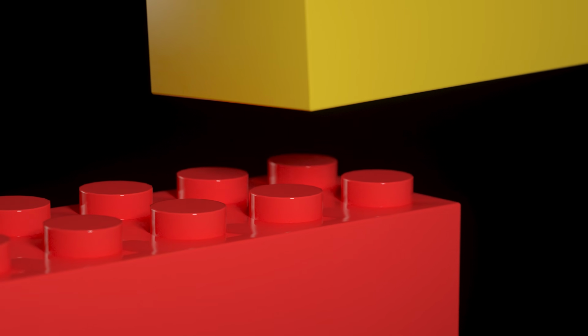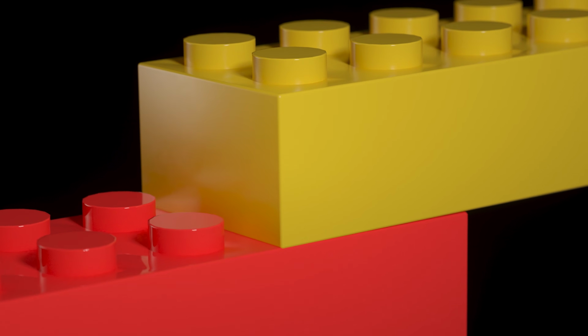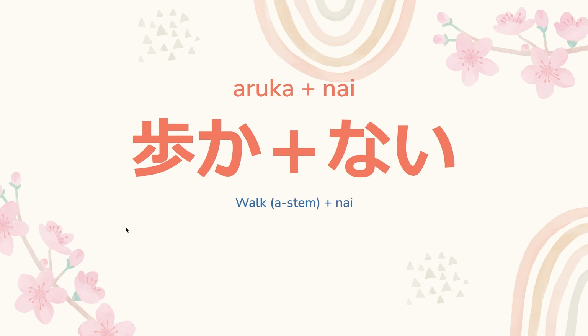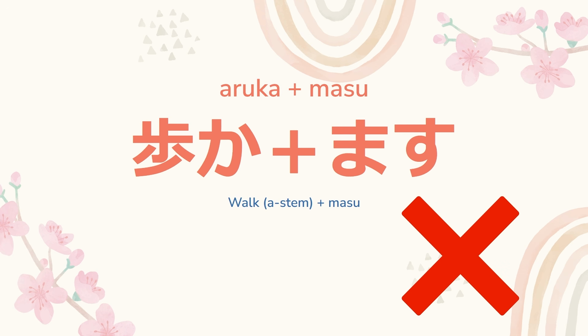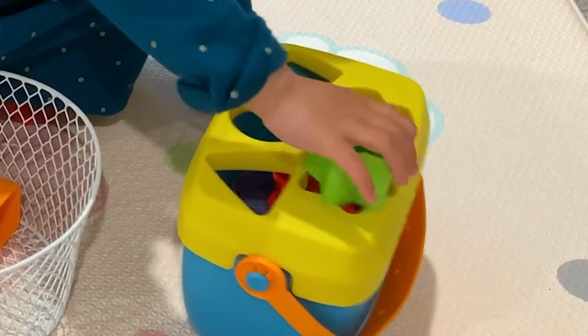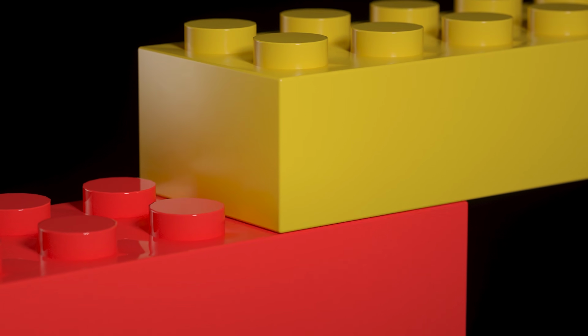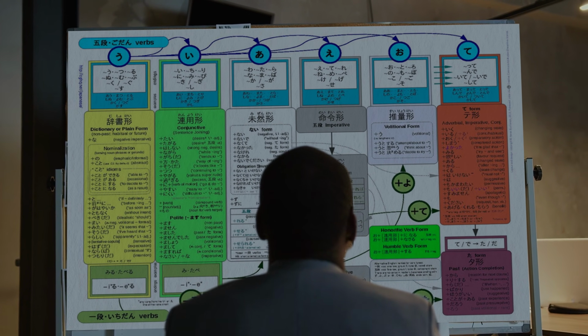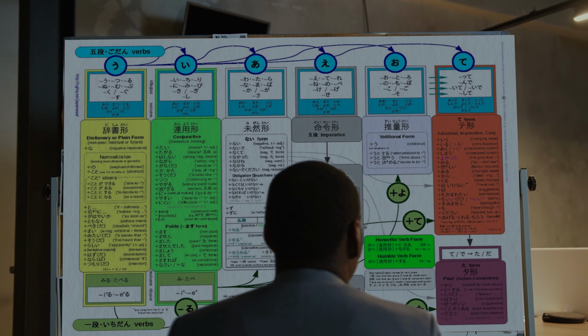And what we can do with these stems is put on the appropriate helper verbs and adjectives. For example, if I wanted to turn this formal, I would simply put aruku into its I stem, turning it into aruki, then add masu. If I wanted to say don't walk, I would have to turn aruku into its A stem, aruka, then add the helper adjective nai. I cannot attach masu to the A stem of a verb because that's not how Godan verbs work. In order for you to attach something onto the end of a verb, you must know the appropriate stem that it goes on. A detailed breakdown of every single stem and every single possible attachment will be done in the next video.